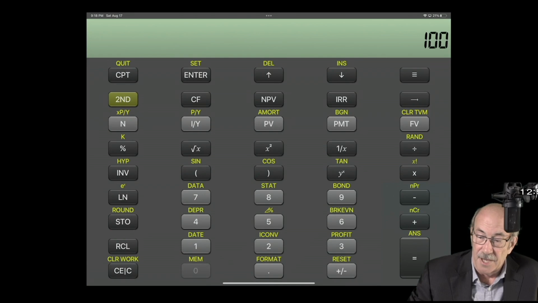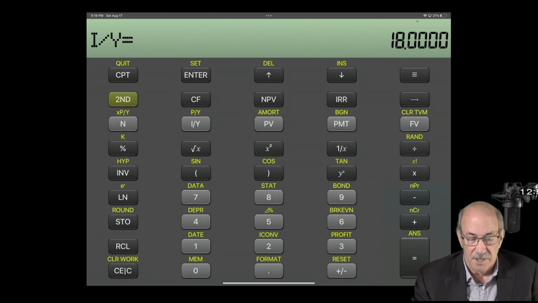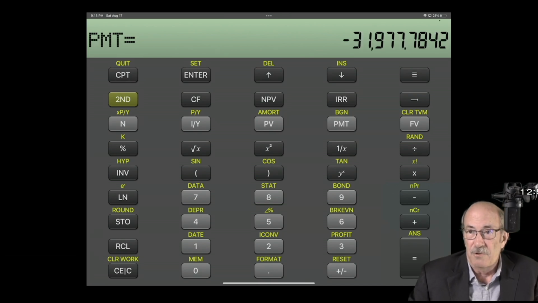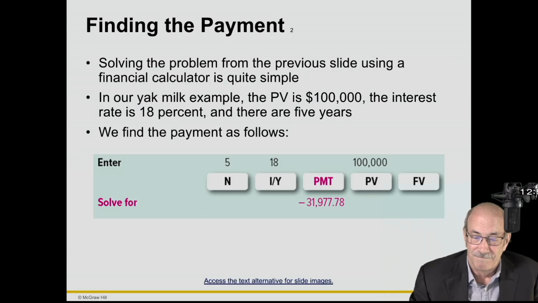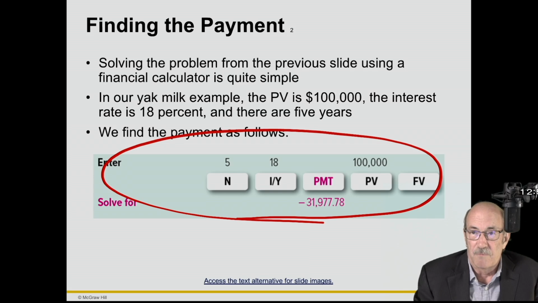So we have $100,000 that we want to borrow. That's our PV. And we're going to zero FV just in case. We have 18% per year. We're assuming annual compounding, so that's going to be 5 years. And now we're going to compute a payment. And lo and behold, yes, we still get that $31,977. So very good. Practice that. Here's a slide showing you that same process I just went through.